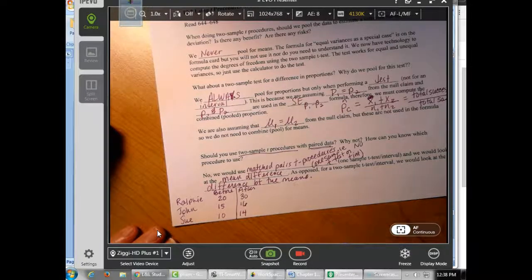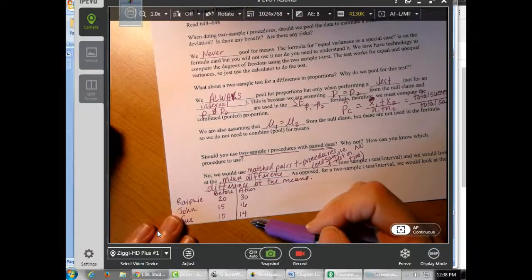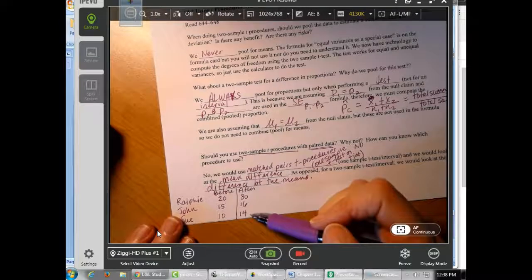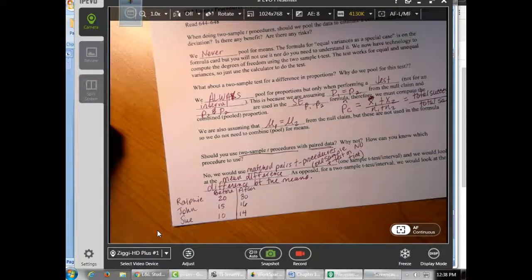Okay? Now, would it make sense to do this as 2 different samples, like a before sample and an after sample, or does it make more sense to maintain the matching between the before and after for each person? Maintain the matching. Very good. Maintain the matching. Yes.